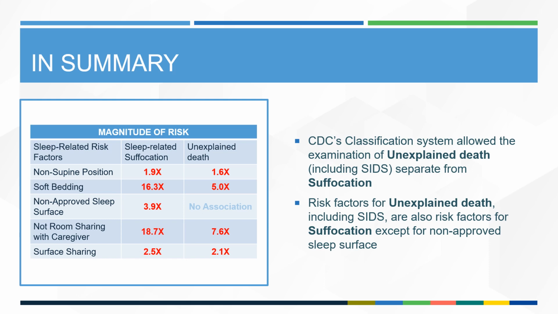Non-approved sleep surface was associated with suffocation, but not unexplained death. Not room sharing was shown to be a risk factor for both suffocation and unexplained death. These findings were unique because prior studies, including prior case control studies, have not examined risks associated with suffocation separately from unexplained death.